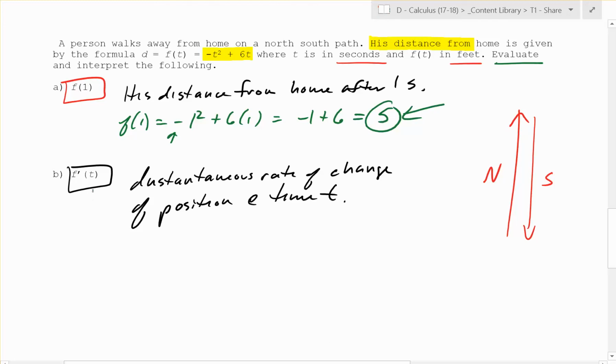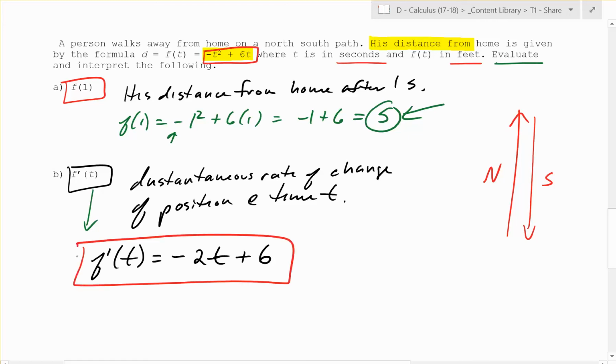So if you wanted to find f prime, you could run the limit like we did before. I'll just tell you what f prime is going to be this time and see if you figure out what the pattern is. The derivative in this case is negative 2t plus 6. So when we knew that this was the function, this is the derivative. Again, pay attention to the coefficients and the exponents. And the invisible exponent is the one right there. So the instantaneous rate of change of position at time t is f prime of t. Another way to say it is how fast he is moving away from home.